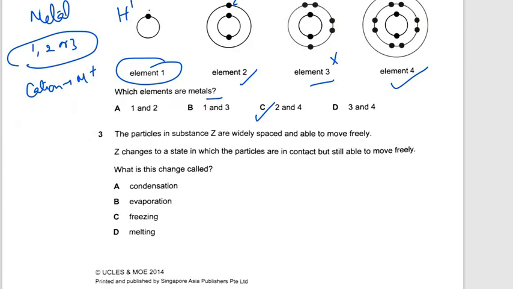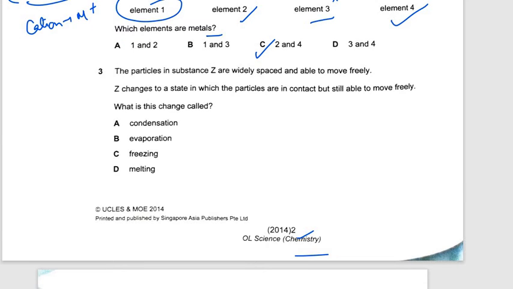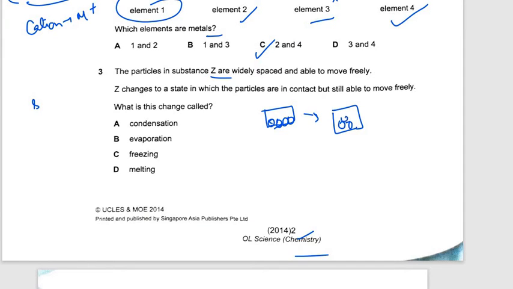Now let's see question number 3. The particles in the substance are widely spaced and able to move. This is a chapter from states of matter, the kinetic theory of matter, where you learned how the particles in a solid are tightly packed and orderly arranged. In a liquid, if you heat it, they are a little apart and disordered, and in a gas they are randomly arranged. So widely spaced means it is a gas. Clear? Able to move freely.